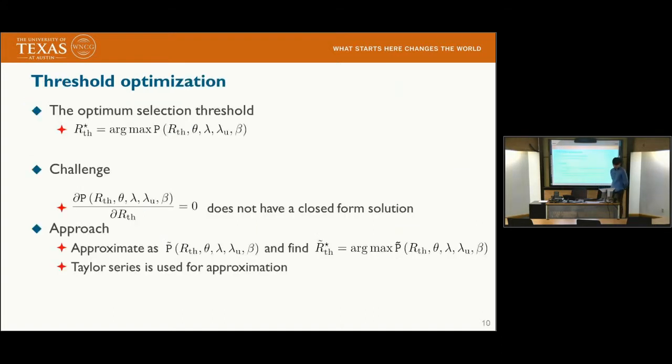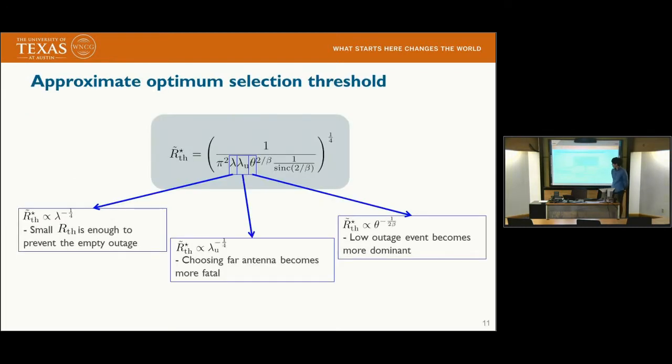So now we start to optimize the selection threshold. The analytical challenge is that the derivative form does not have closed form solutions. So we approximate the SIR distribution, and we optimize the approximate form of the SIR expression. By using the approximations, the approximate optimal selection threshold is derived.